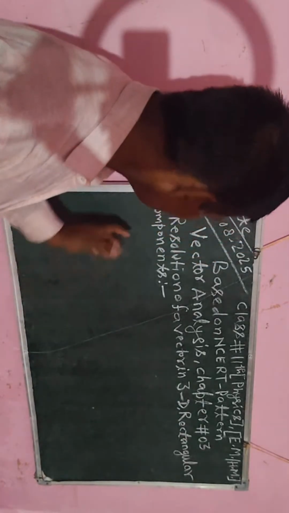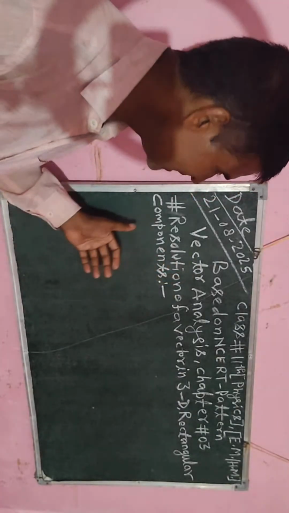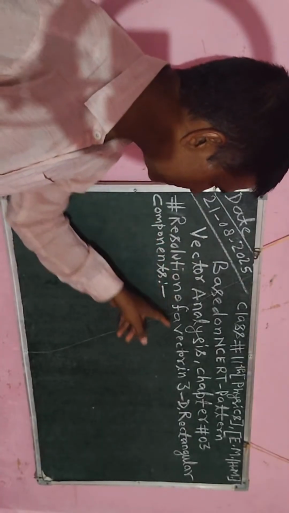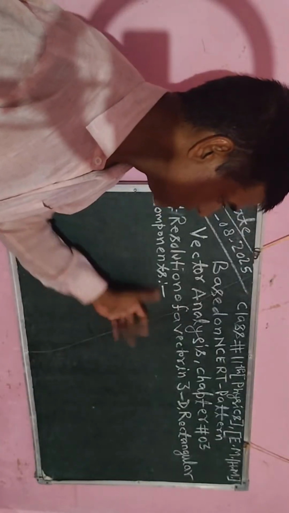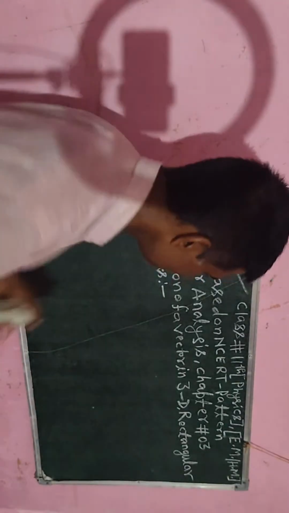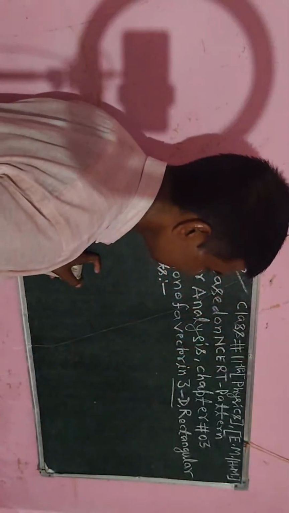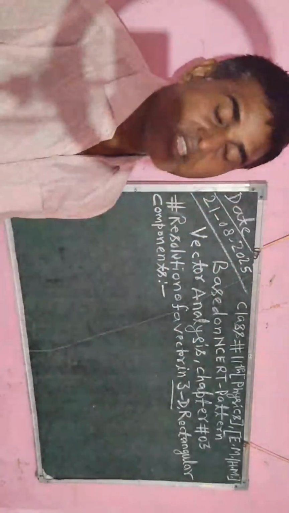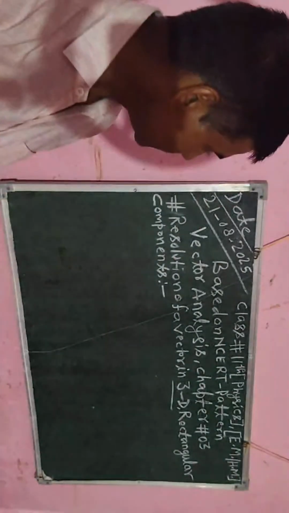Now in this chapter, that is in vector analysis, I have to explain a topic, and that topic is very important, that is the resolution of a vector. If a vector is given, I will resolve it in three dimensions. 3D stands for three dimensional. So that vector I will resolve in three dimensions, that is three dimensional rectangular components.